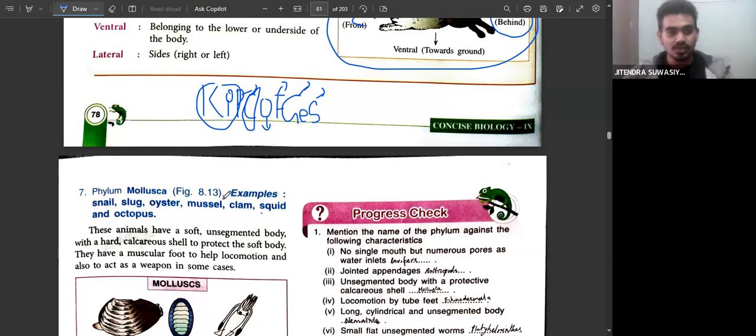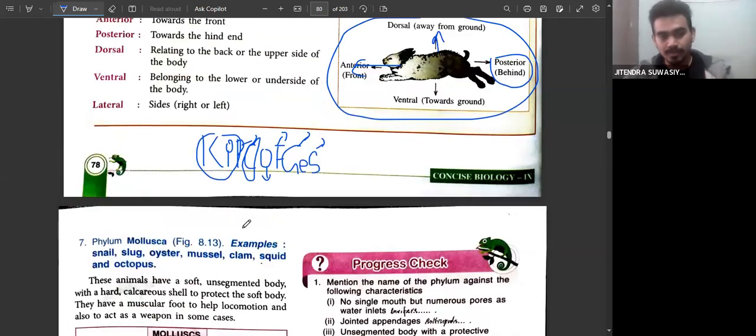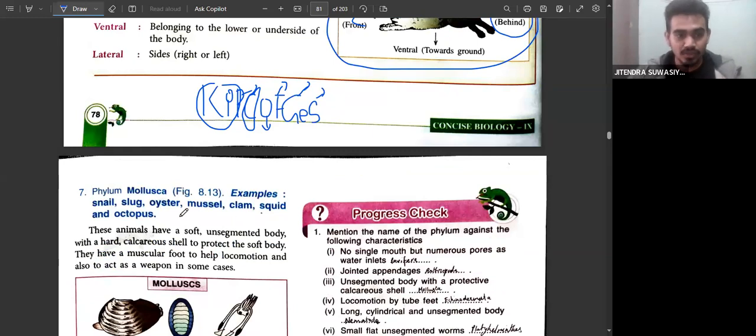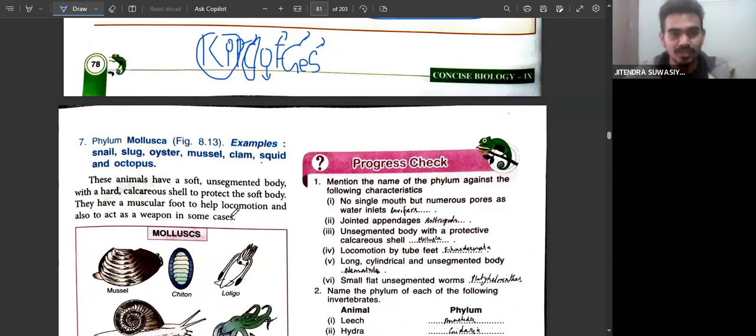So in the earlier classes, you have discussed many of the phyla. So now that is phylum Mollusca. So what is Mollusca? Mollusca is something like a snail. They have a shell. When we go to the sea region, or to any beach, or any ponds, we find a lot of things there. If we go to the beach or sea areas or ocean region, we find a lot of molluscs there, like snail, slug, oyster, mussels, clams, squid, and octopus.